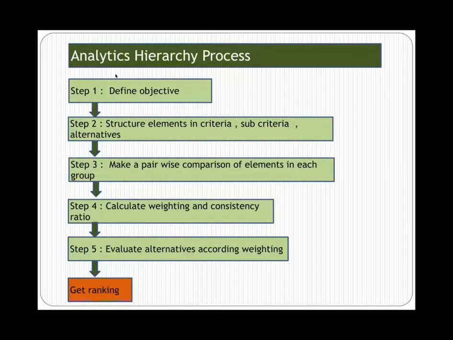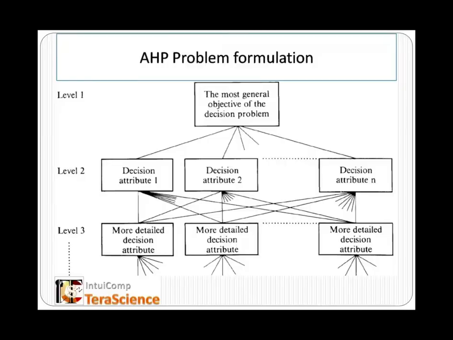The analytic hierarchy process is defined like this. You define the objective, what you want to solve. Then you define the structure elements and criteria, sub-criteria, and alternatives. This is done in a hierarchy, as we have just seen. This is the goal. These are the decision attributes which are directly related to the goal. And then we look into further, more detailed decision attributes.